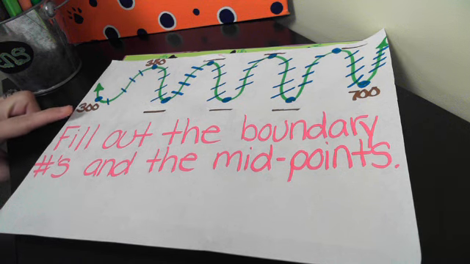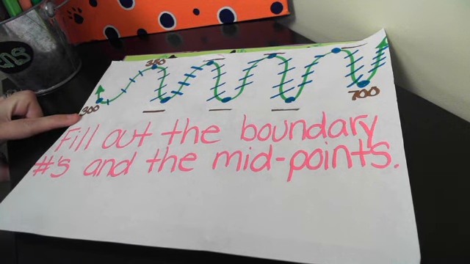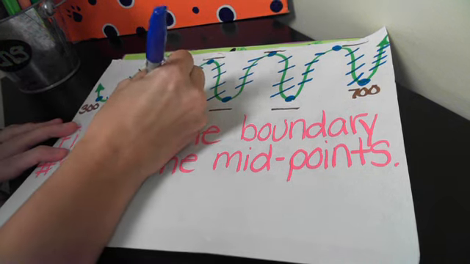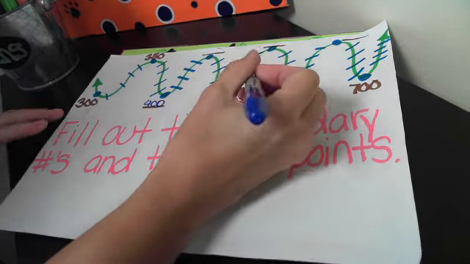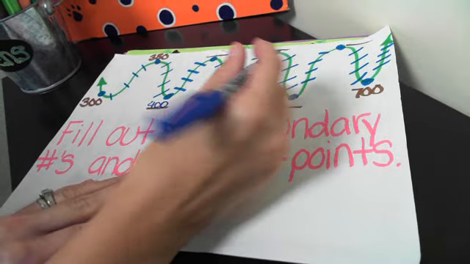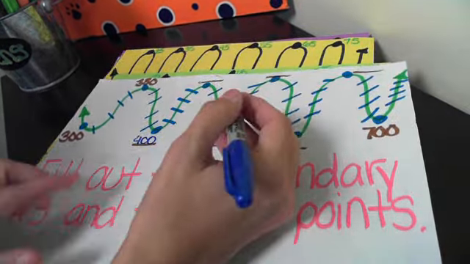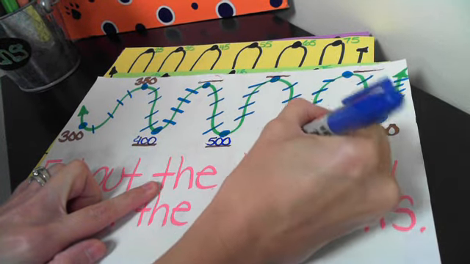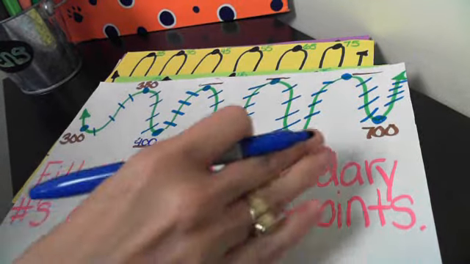So we are starting with the multiples in the hundreds, so we're at 300. Our next boundary number would be 400, because that's 100 more. And you can see we're simply skip counting by 100. So we have 300, 400, 500, and 600. And then, of course, we have 700 on the end.